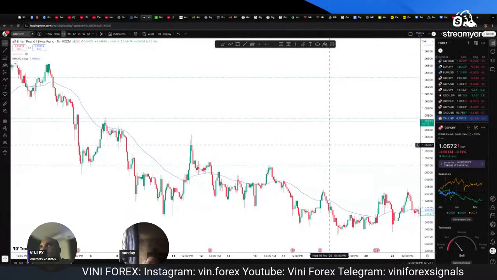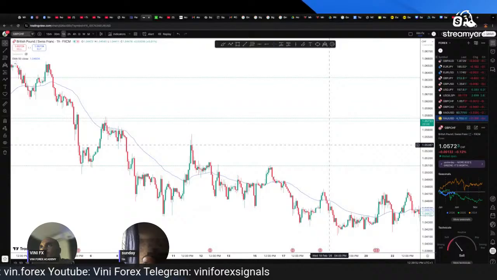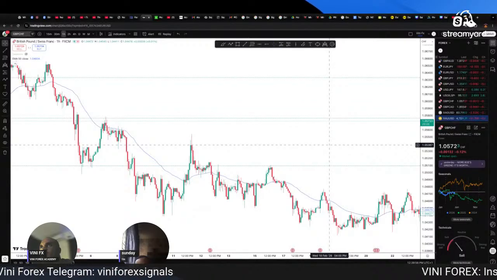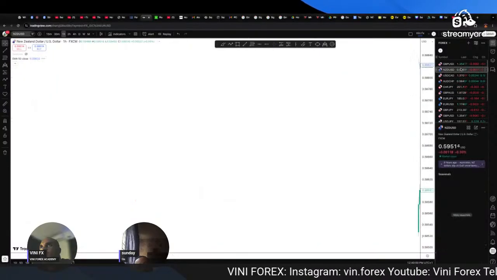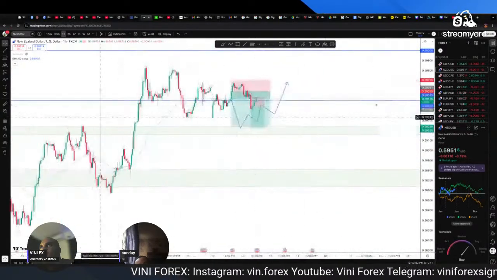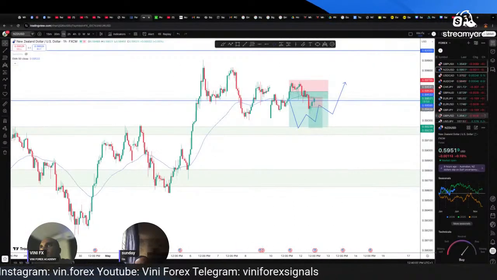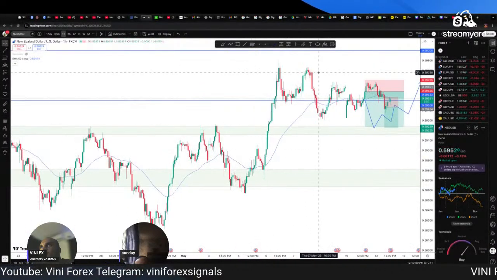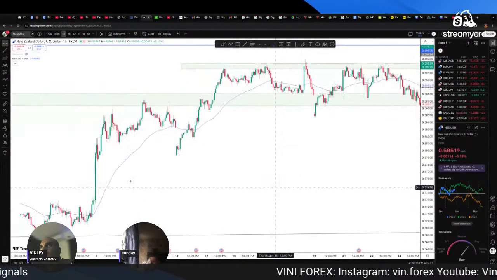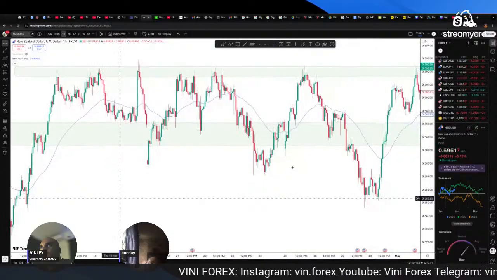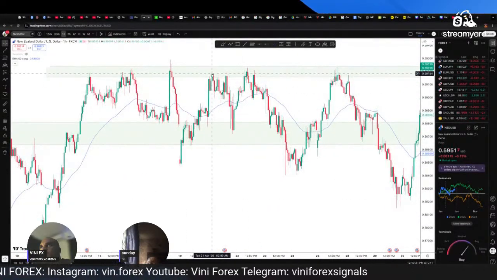Double tops and double bottoms. So let's go back. Let's use this chart for example. Okay, I think I'm seeing some of them here. Okay, look at here. This is also a double top.